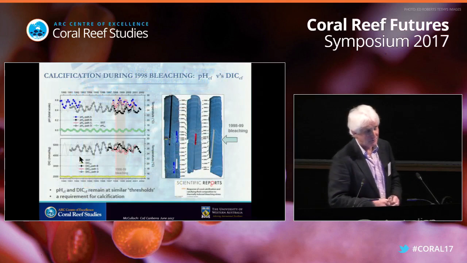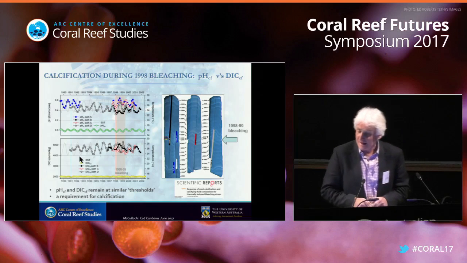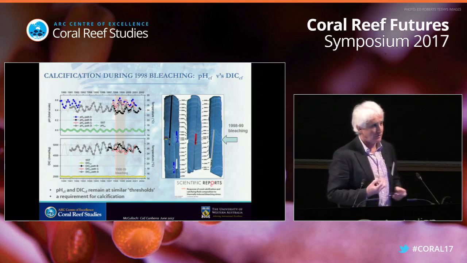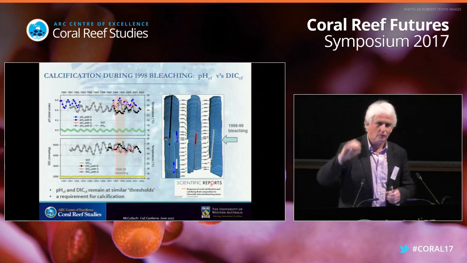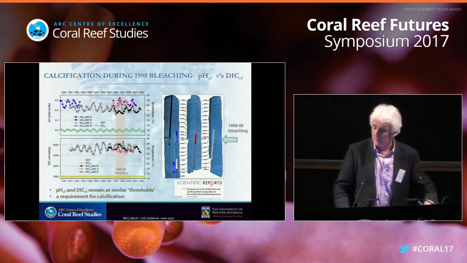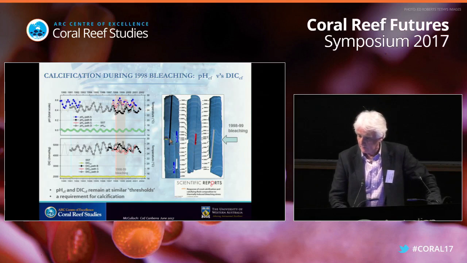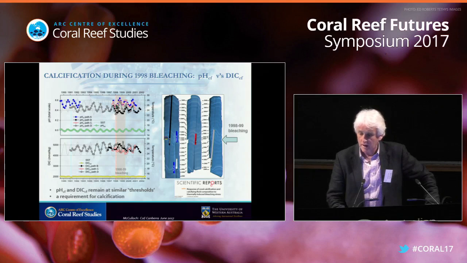Now, the question is, what happens when you stress a coral? So what happens when they get bleached? So here's a coral that we've looked at. Pablo, a postdoc in our centre, has done this work, and it looked at different tracks close to the 98 bleaching event. And what we find is that all these parameters stay the same, except they lose their seasonality.